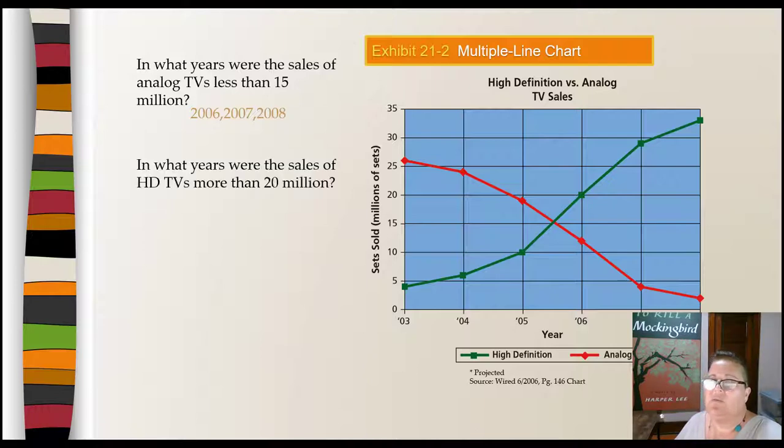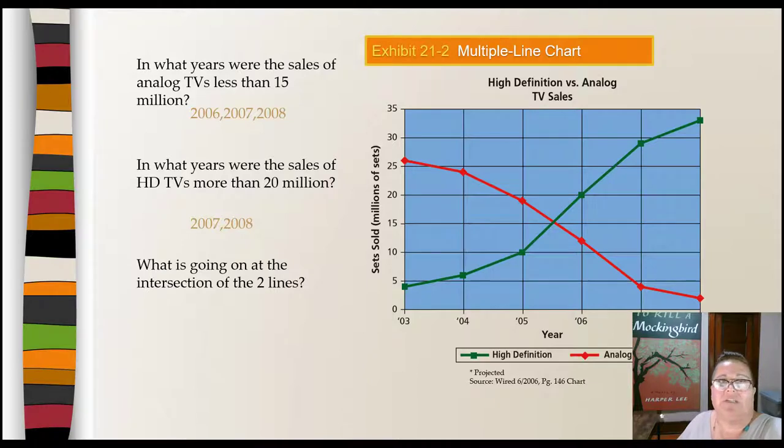The second question is, in what years were the sales of the HD TVs more than 20 million? So notice I've got 20 million here on the left-hand side. And what I'm going to do is draw that line at 20 million. And I need to know when the televisions would have been more. More would go up. So that would be in the years 2007 and 2008. Notice I'm not including 2006 because in 2006 we were just at 20 million. We were not more than 20 million, right? 2006, we were exactly at 20 million, not more. So I'm not including that in this answer.